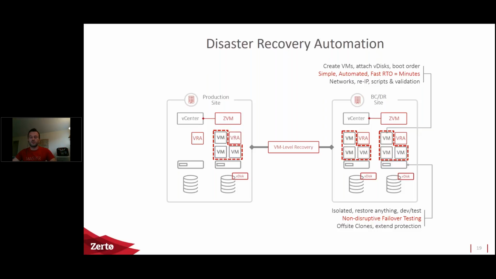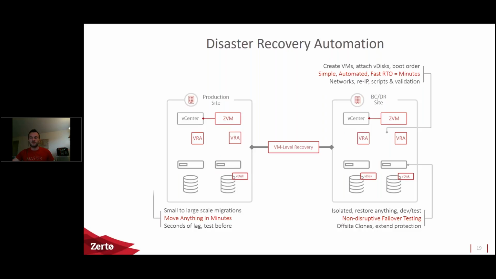You can also take clones of the VMs, so you can use that to extend protection to create high quality dev test environments. And Zerto also gives you the same 4-step process for doing migrations. So it could be small to large scale migrations, and you can move all the VMs in just the same few clicks in minutes. And because the replica data is seconds of lag behind production, you can test before you actually move. And then it's just as powerful for migrations as it is disaster recovery.